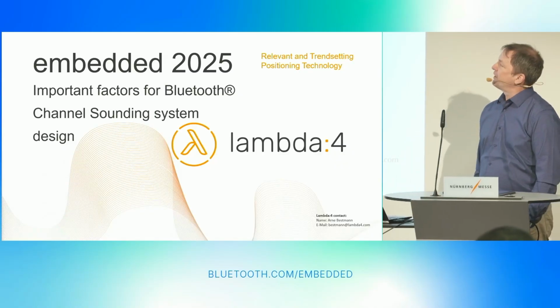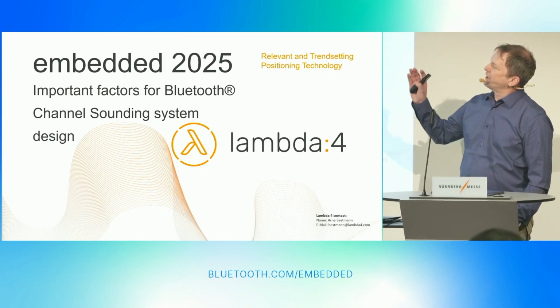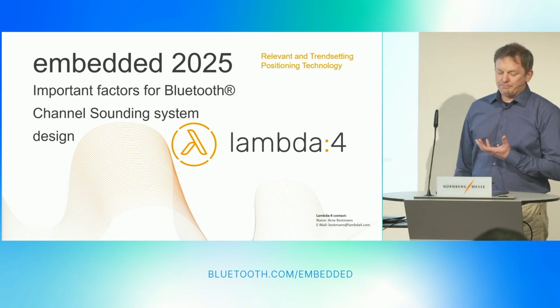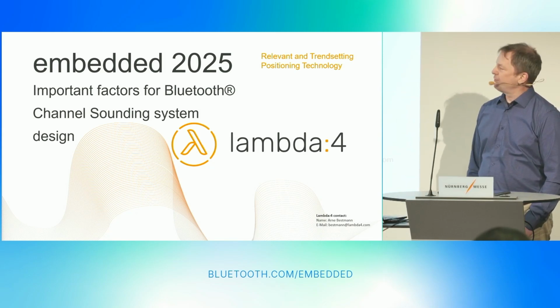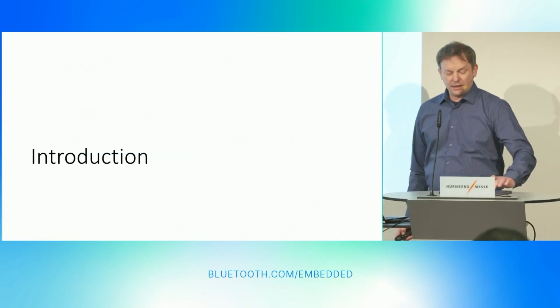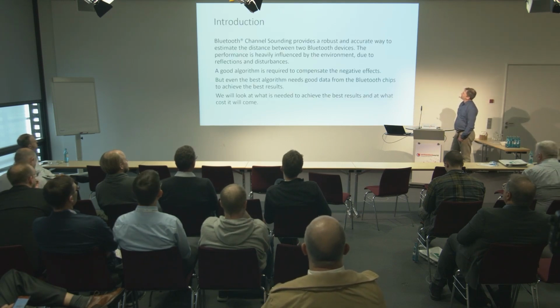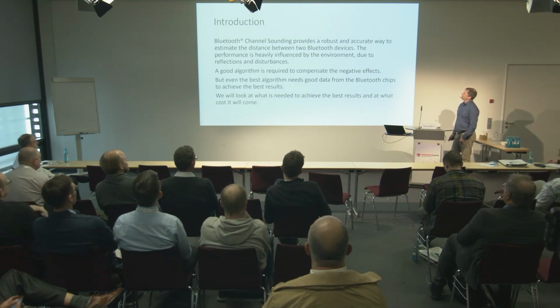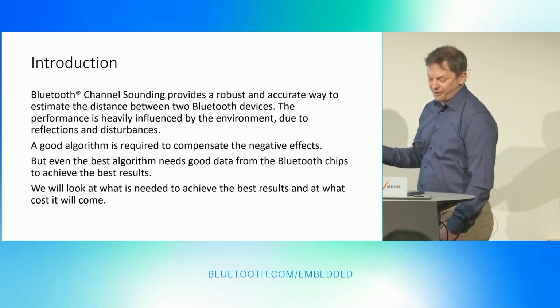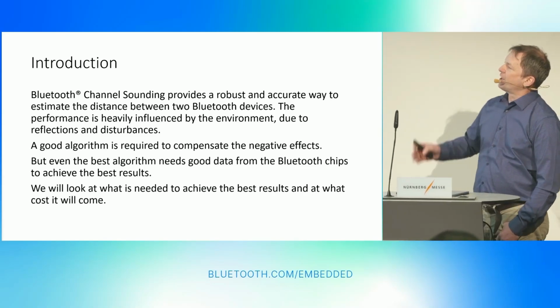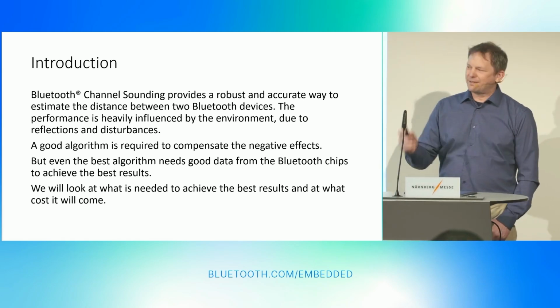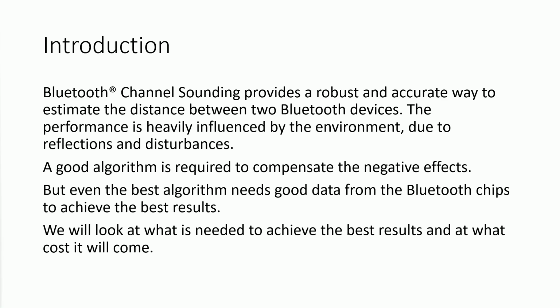There are a lot of important factors to design a channel sounding system, and it could be very difficult, and you need to adjust this to a specific use case. That's the point where I want to talk about today. Channel sounding provides a robust, accurate way to estimate the distance between two Bluetooth devices, but the performance itself is heavily influenced by the environment, by reflections, disturbances, as said before. And there are ways to address this and to have a design that gives you the distance as good as you want it to for your use case.